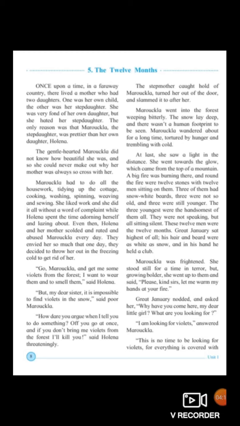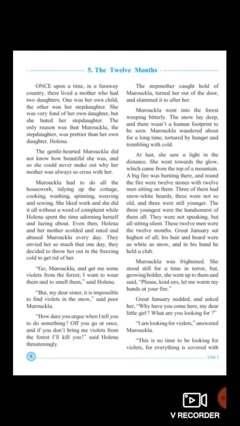"Go, Marukla, and get me some violets from the forest. I want to wear them and to smell them," said Helena. Now violets are a type of flower, okay? So Helena just ordered Marukla to go and get her some violets from the forest.